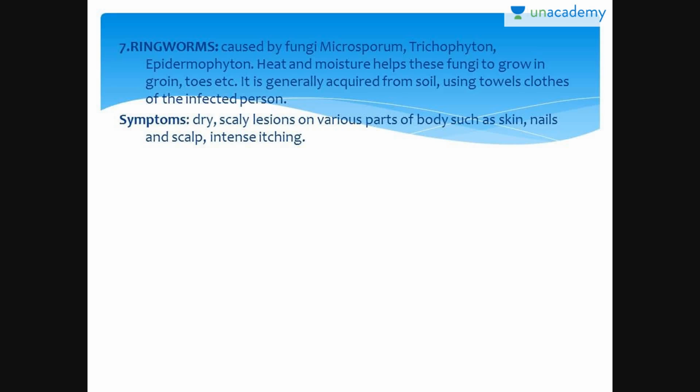Then next is ringworm. Ringworms are caused by fungi, which could be Microsporum or Trichophyton. Organs which get affected are skin, nail, folds of skin, and groin. Method of transmission is usually it gets acquired from the soil and using towels, clothes, or even comb of infected individuals. Symptoms shown in an infected person are dry, scaly lesions on various parts of body such as skin, nail, and scalp, and there is intense itching involved.